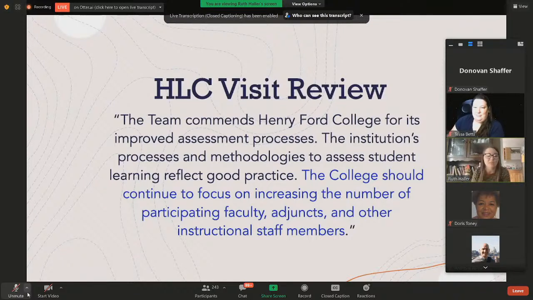That was really the only critique that was leveled at assessment at their visit. So we were really happy with that. And we for sure believe that we can get more people involved in assessment. So we're putting that out on the table right now, and we'll tell you a couple ways in which you can get involved.